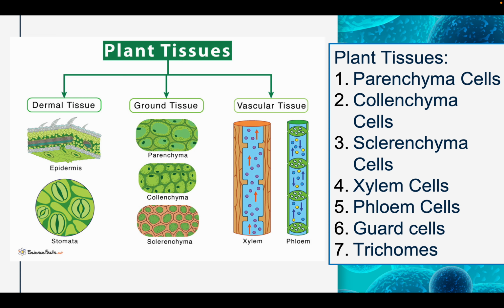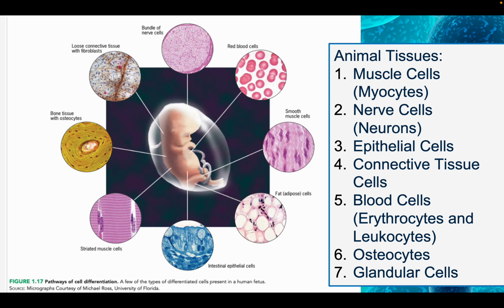What else? Trichomes. Trichomes are hair-like structures found on the surface of the leaves and stems. They serve to reduce water loss, deter herbivores so that the plant will not be eaten by herbivores, and trap insects. So those are the plant tissues.